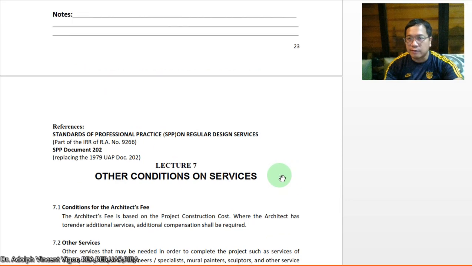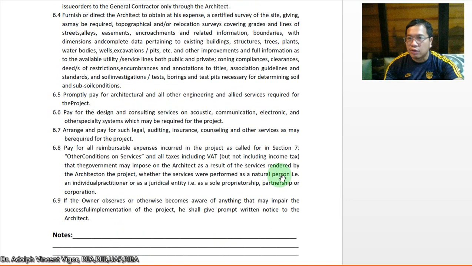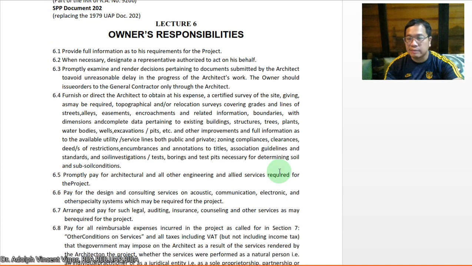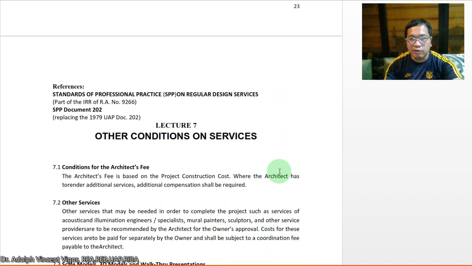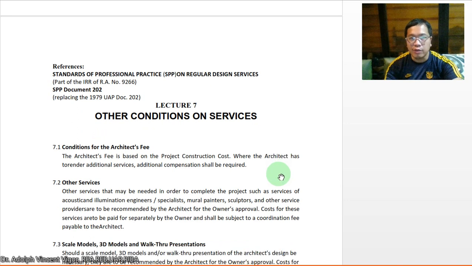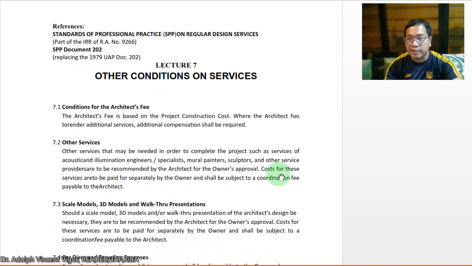For a brief review, I think we talked about the owner's responsibilities last week. So we'll continue on other conditions on services. Lecture 7, we have here 7.1, the conditions for the architect's fee.